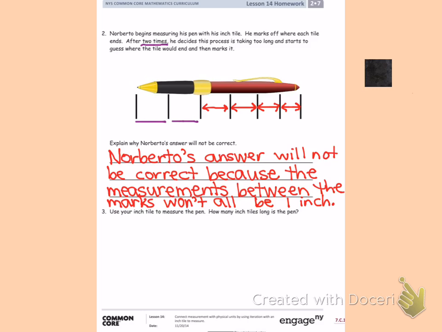Item 3 says use your inch tile to measure the pen. How many inch tiles long is the pen? I'll go ahead and show you how Norberto should have measured his pen. I'll use the inch tile that I've inserted to show you. First, I'll put the inch tile to the very tip of the pen and I'll mark it just like they did.